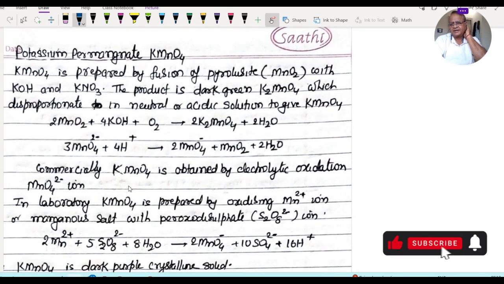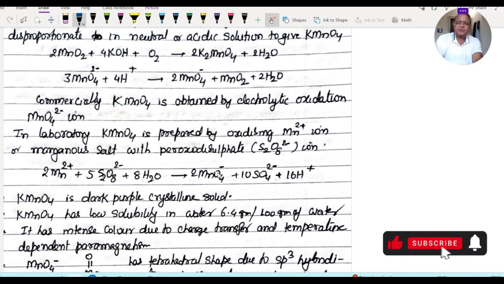Another is potassium permanganate, KMnO4. KMnO4 is prepared by fusion of pyrolusite ore of manganese, MnO2, with KOH and KNO3. The product is dark green K2MnO4, which disproportionates in neutral or acidic solution to give KMnO4 and MnO2. Commercially, KMnO4 is obtained by electrolytic oxidation of manganate ion MnO4 2-.